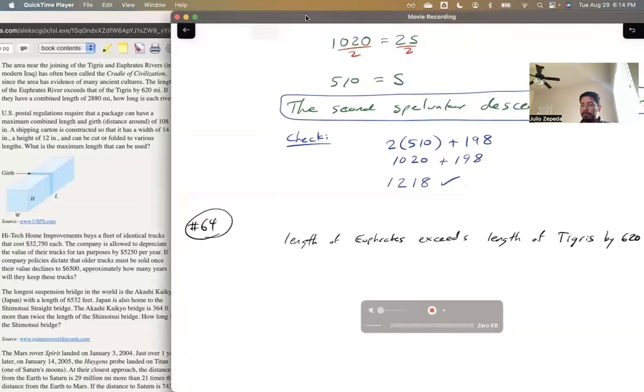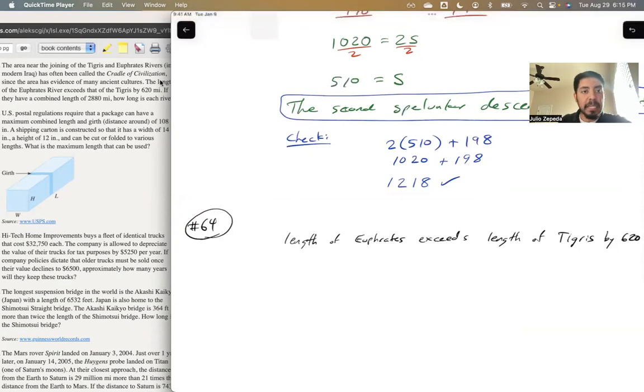Okay, so let's go ahead and define a variable to represent the length of the Euphrates. So I'll use the letter L, and I'll write it over here. L represents the length of, and maybe I should have used E. Let me change that. E is the length of the Euphrates.